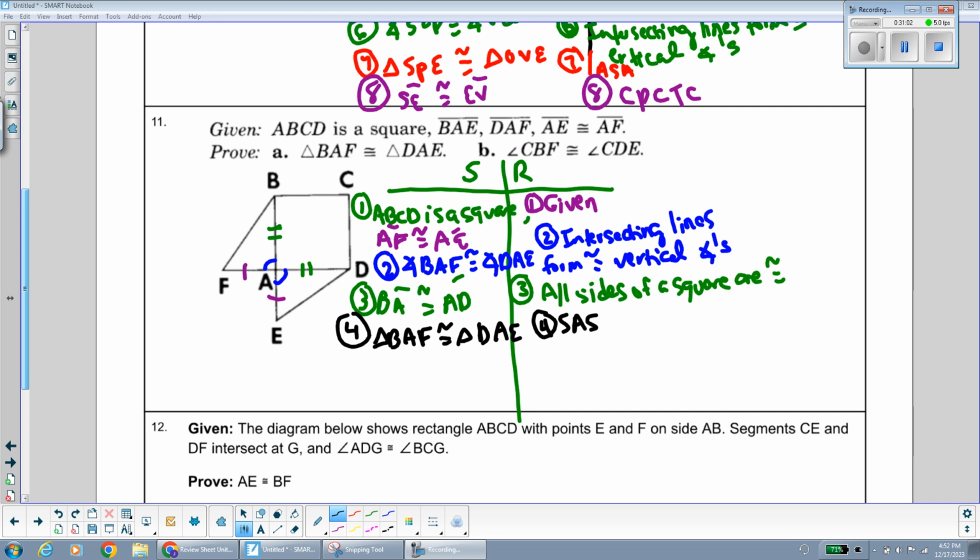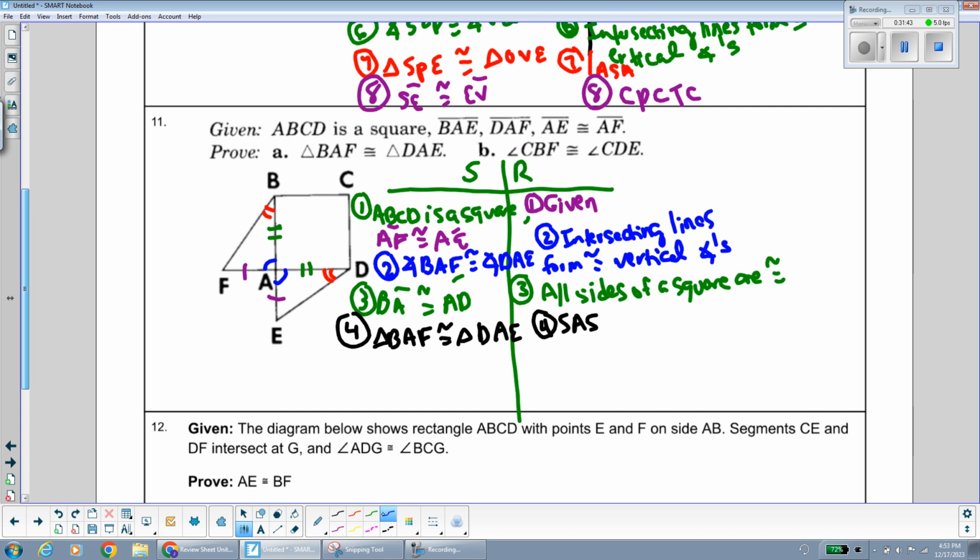The next part of this proof is we need to prove that angle CBF, so angle CBF is this whole angle over here. So it includes the angle that's in the square, but also this piece outside of it that's part of the triangle, is congruent to angle CDE. So angle CDE is this whole angle here. So that includes the angle that's part of the square and also this little piece of the angle from the triangle. We just proved the triangles congruent, so we can say that these two angles that I just marked in red are congruent by CPCTC because they are corresponding parts of the two congruent triangles.